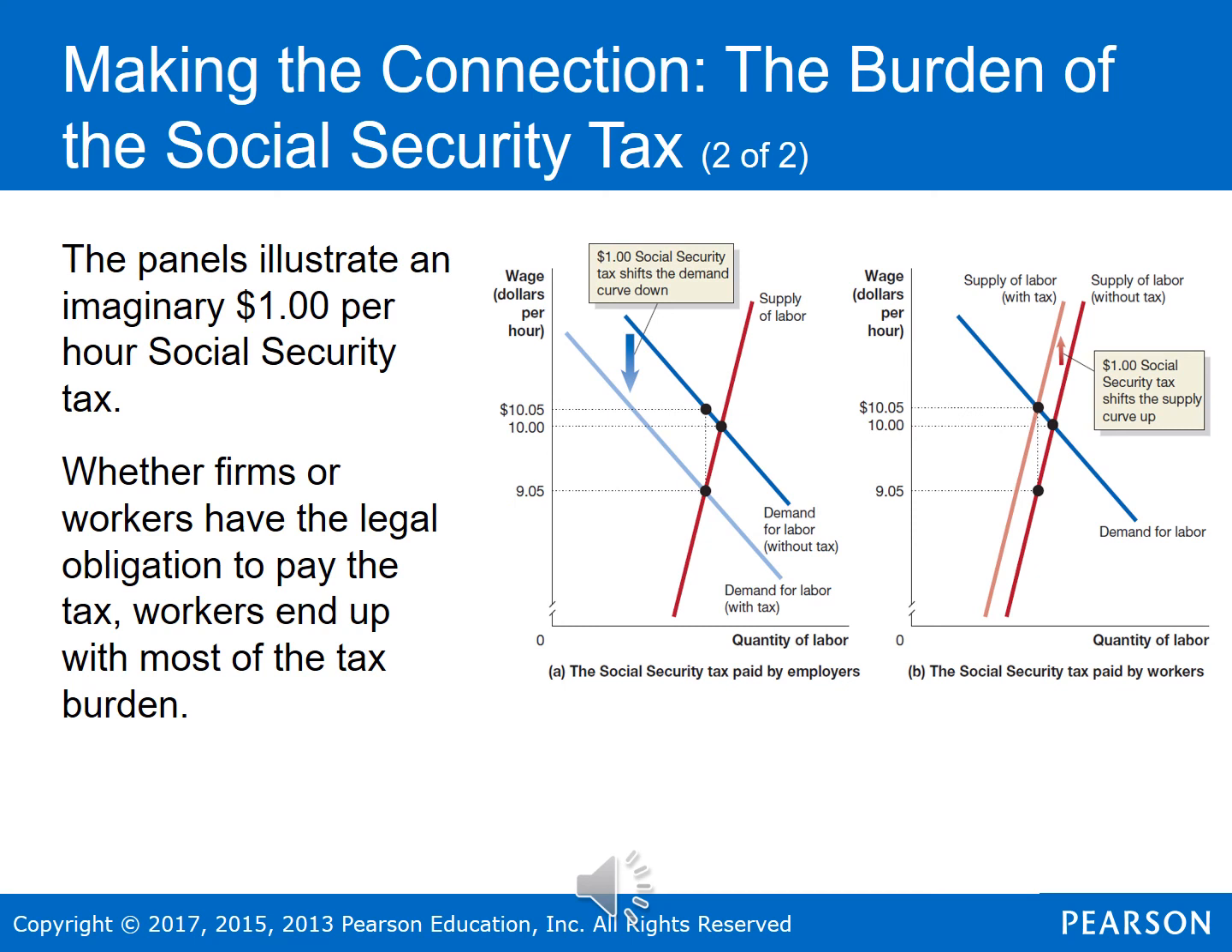Now let's look at the other case, where the Social Security tax is paid by the workers themselves. Because the workers are the producer side of the labor market, a $1 Social Security tax is going to shift the supply curve up. So it's going to shift from $10 in equilibrium to $10.05. That's what they're going to be paid. But then they have to pay that $1 tax. So after they pay that $1 tax, they take home $9.05. So again, workers end up bearing 95% of the tax. So no matter who pays the Social Security tax, these FICA taxes, most of the burden is falling on employees.